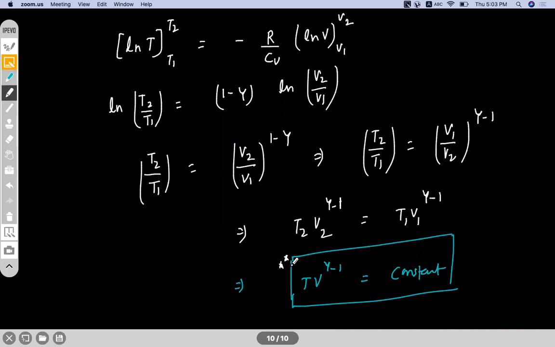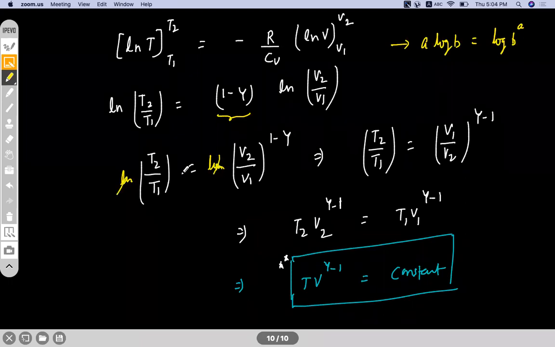I'll explain, wait. See what happens here. These are just log properties. What log properties am I using here? If you have A log B or A ln B, log or ln properties are the same only. So A log B we can always write as log B to the power A. This is one of the log properties. Clear? So this property I have used over here. This was A, this was B, so I have written log B to the power A. This 1 minus gamma comes over here in the power. So we have ln and ln here, which get cancelled, so we are left with this. Clear?